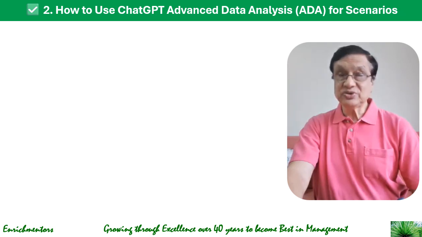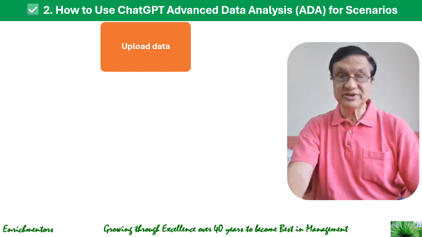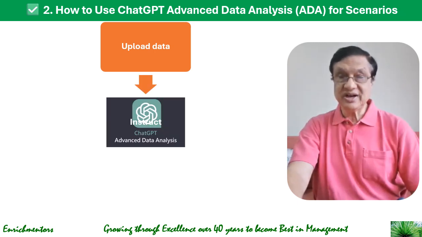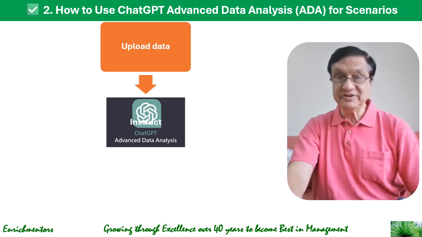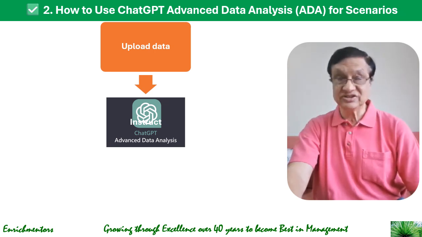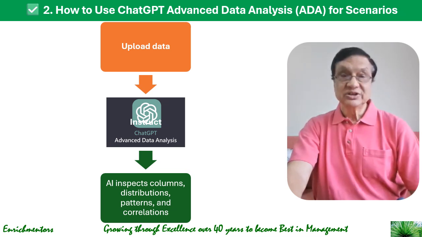So the first step is to upload the data, right? You could have data sets like sales history, marketing performance, employee data, customer segments, website conversion funnel, or operational metrics. And then you instruct ChatGPT, saying that this data represents such and such, and explain it. And then you say, I want to build a scenario model to explore different outcomes under different assumptions. So you explain the data and say what you want to do. What the AI does is inspect columns, distribution patterns, and correlation. So that's the start.